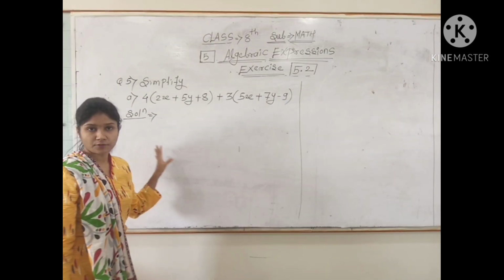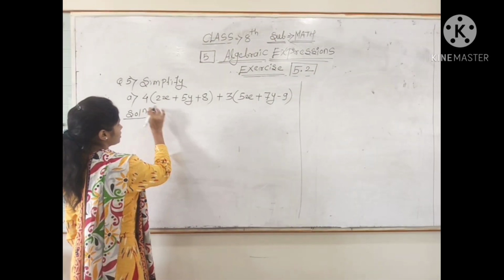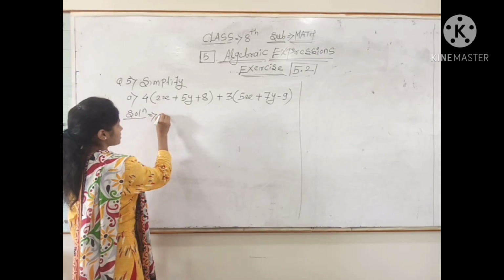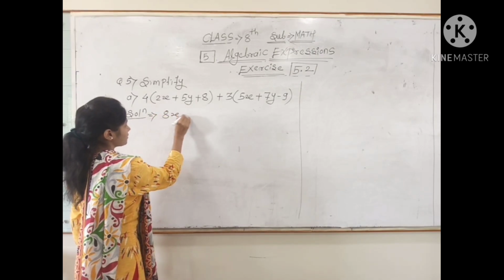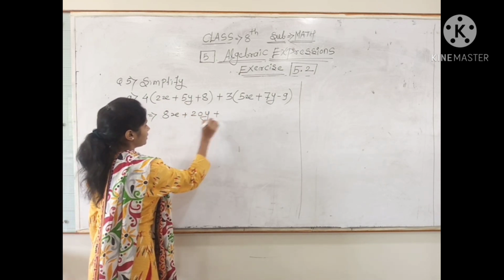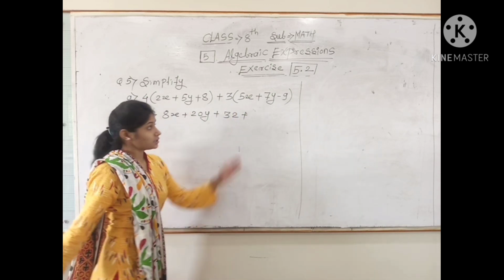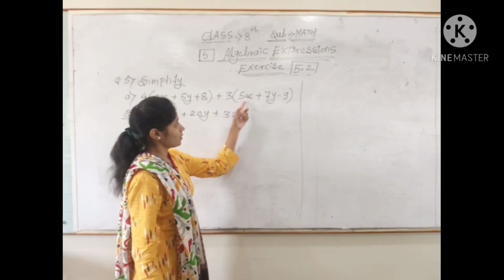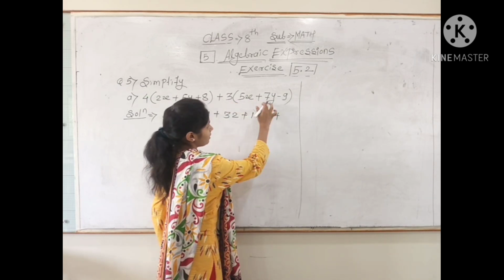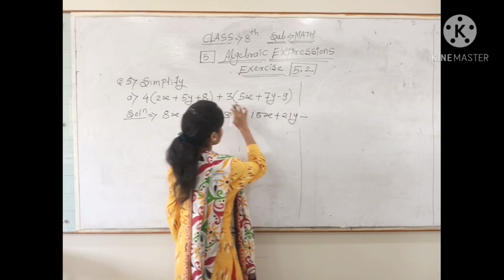Now simplify question number 5. Again, you have a simplify question. Okay, then how to solve this type of question? See, this 4 is multiplied by this bracket. So 4 multiplied by 2x is 8x, plus 4 multiplied by 5y is 20y. 4 8s are 32. Plus, now 3 is multiplied by this bracket. 3 multiplied by 5x is 15x, plus 3 multiplied by 7y is 21y, minus 3 9s are 27.